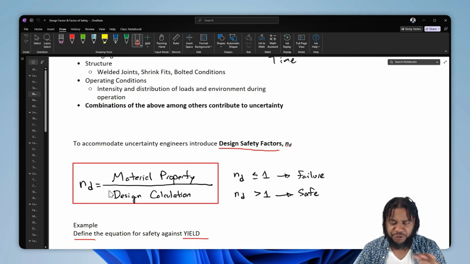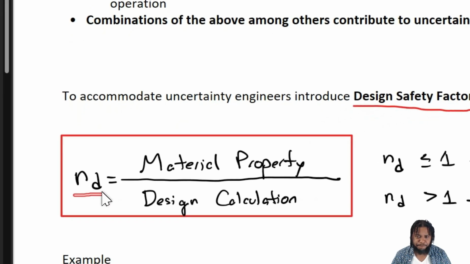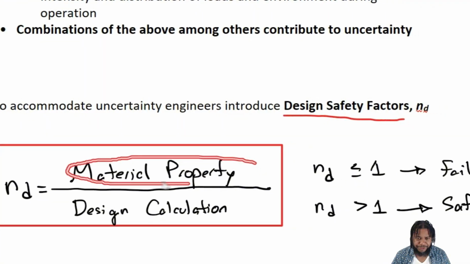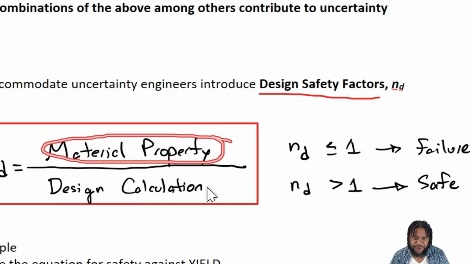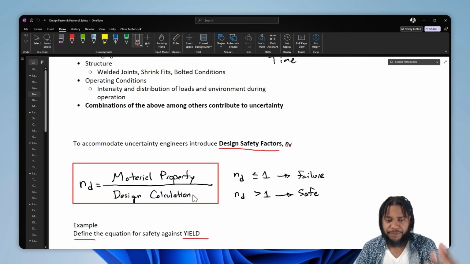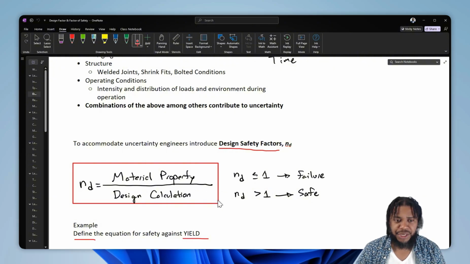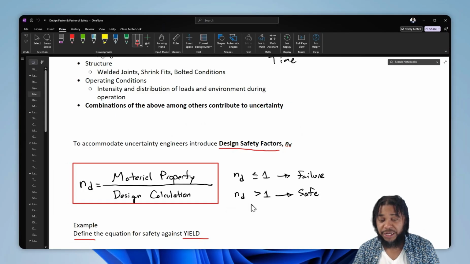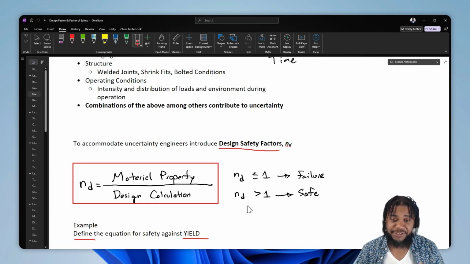Now, the equation is pretty simple. There are many of these factors we can use for different problems, but the basis of it is that N, our design safety factor, is equal to a material property in the numerator divided by a design calculation, something that we've calculated from our geometry and the loads that we've applied to our structure. And our goal is for that N value to be greater than 1. We want our design to be safe, the N value to be greater than 1.